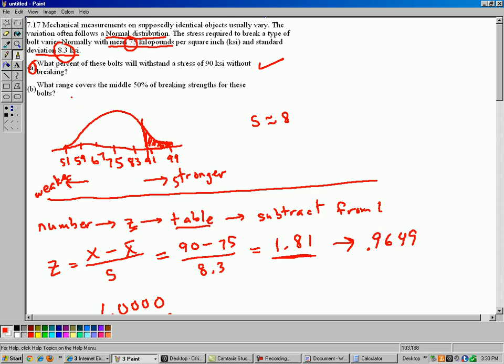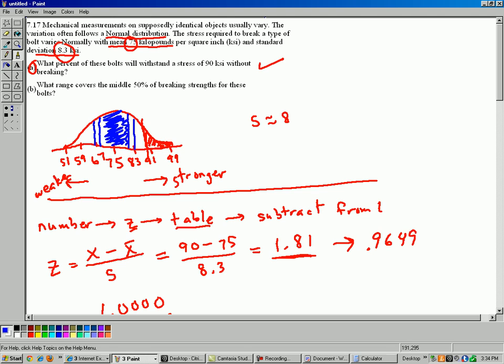Okay, now for part B. What range covers the middle 50% of braking strengths for those bolts? So back to our sketch. The middle 50% would be, let's pick another color here, how about blue? Well, we know the middle 68% is 1 standard deviation from the mean, so that would be about 67 to 83. So the middle 50% is probably like 67 point something, maybe 68, to something, maybe 80, 81, 82, something like that. So there's our middle 50% right there.